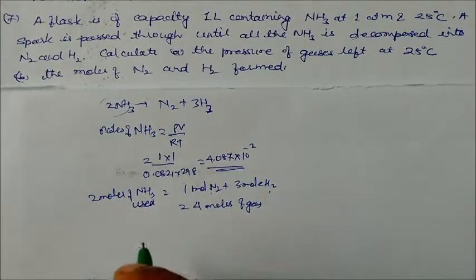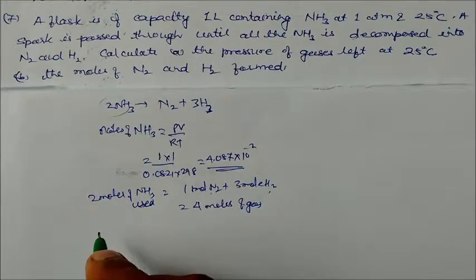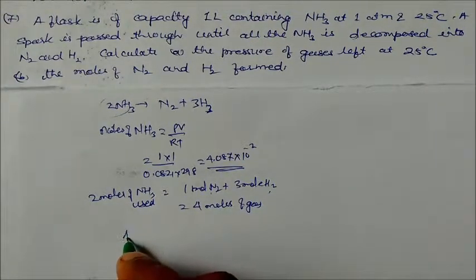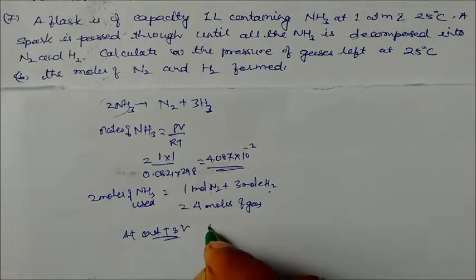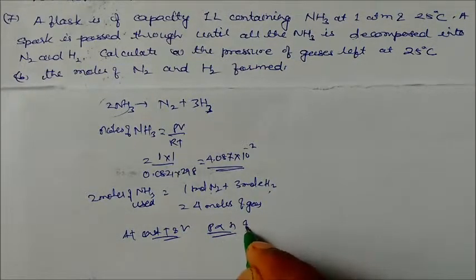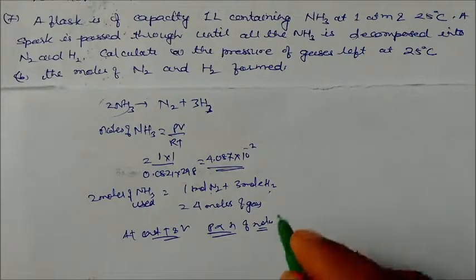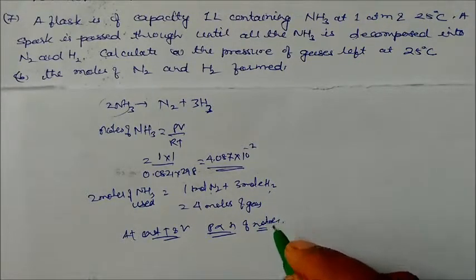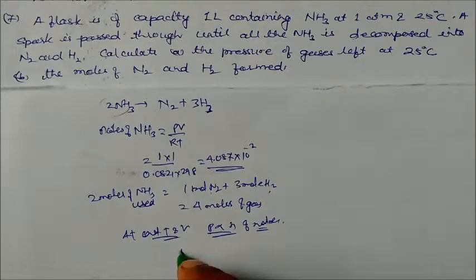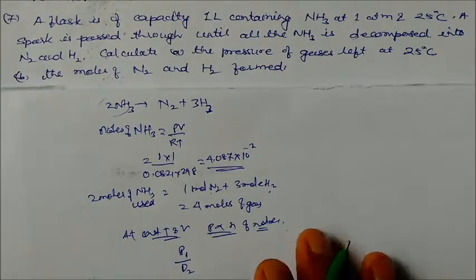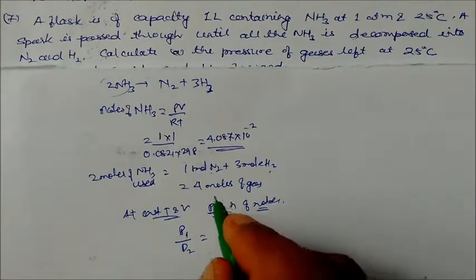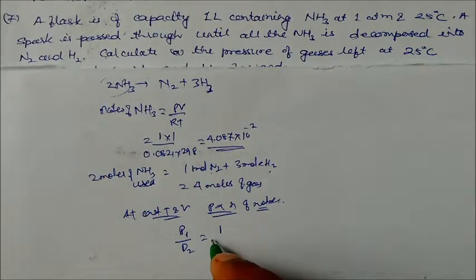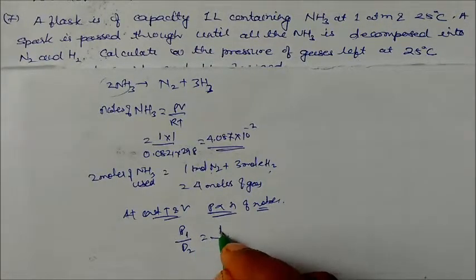Now we know that at constant temperature and volume, pressure is directly proportional to the number of moles. This we know from the ideal gas equation. So we can write P1 by P2 equal to N1 by N2, where P1 is the 1 atmospheric pressure, and P2 is what we need to find.